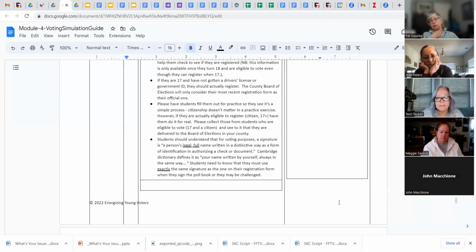So we would just have to pick out a kid. And also, when we pick out those kids, we ask the teachers to make sure they pick kids that won't be traumatized by being challenged when they come in to sign the poll book. Right. Because you don't want to create trauma and have somebody never vote because you were there.